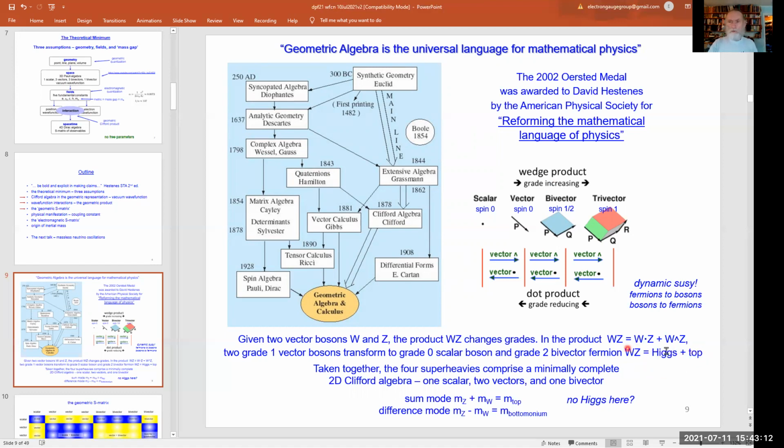Taken together, these four superheavies comprise a minimally complete 2D Clifford algebra: a scalar, two vectors, and a bivector. The sum of the masses of the W and Z is the top. The difference is bottomonium, the dominant decay mode of the superheavies, the tangent of bottomonium. And there's no Higgs here. Whether this is meaningful or not, I don't know. But in any case, it's interesting to me.